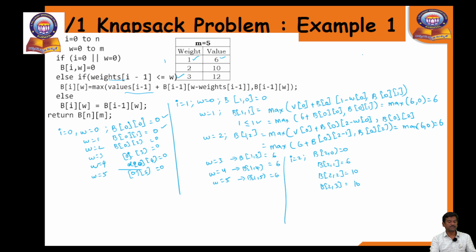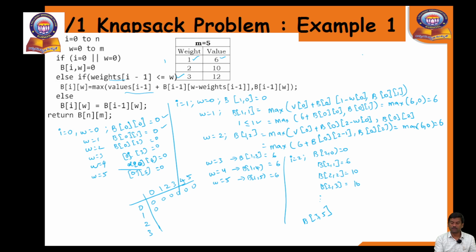So I'll give one more example related to the same kind of example. At the last, you will be finding B of 3 comma 5. So what does this indicate? Here you are including the weights, that is 0 1 2 3, and the maximum weight, that is 0 1 2 3 4 5. Then you'll be finding B of 0 0, 0 1, 0 2, 0 3, 0 4, 0 5, and similarly B of 1 0, which is equal to 0, and similarly B of 1 1.